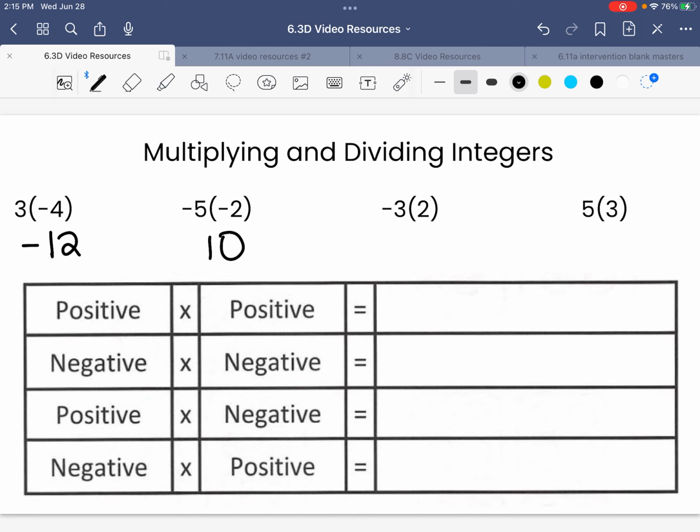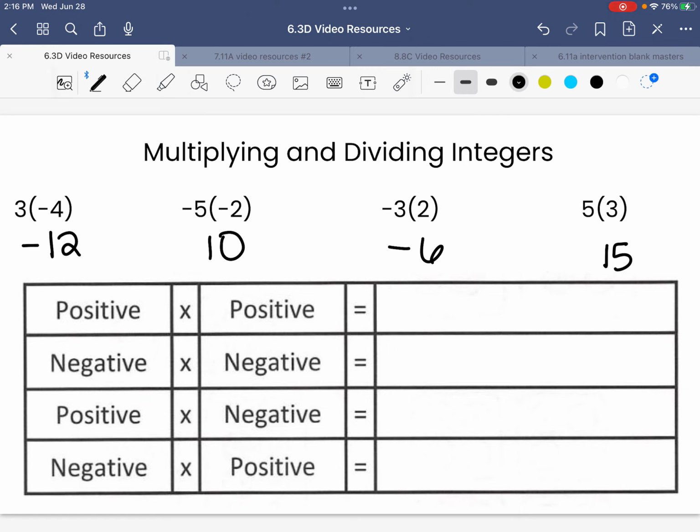Our last 2 problems, we have -3 times 2, which can also be read as the opposite of 3 groups of 2. And we have 5 times 3, or 5 groups of 3. So take a moment, pause the video, and work these last 2 problems out on your whiteboard. All right, -3 times 2 gives us a -6. And 5 times 3 is just a positive 15.